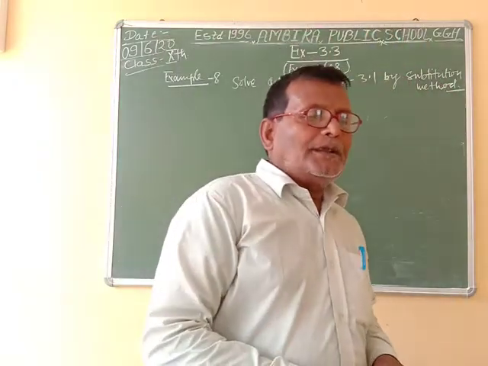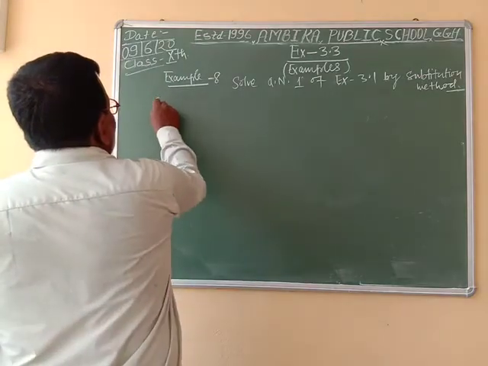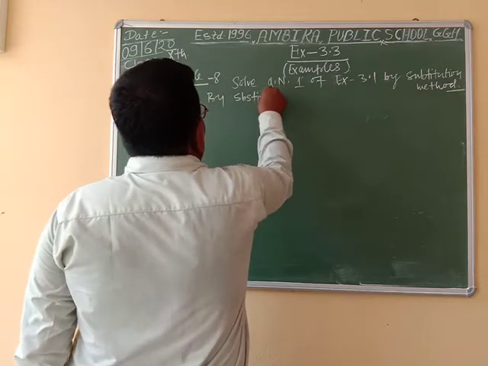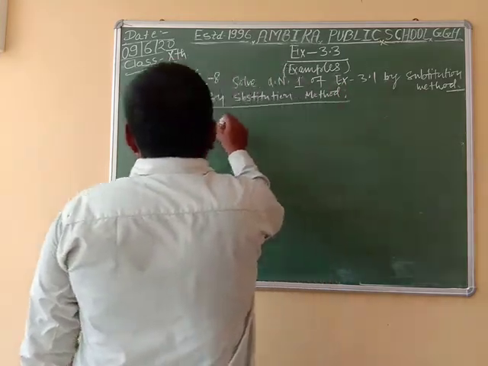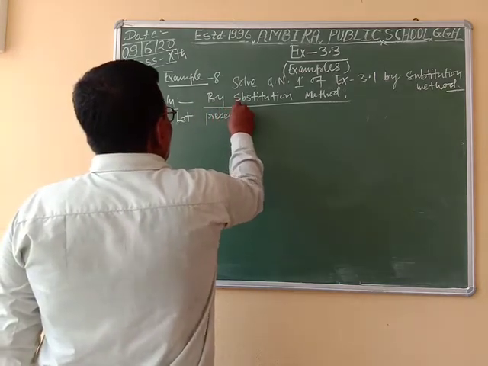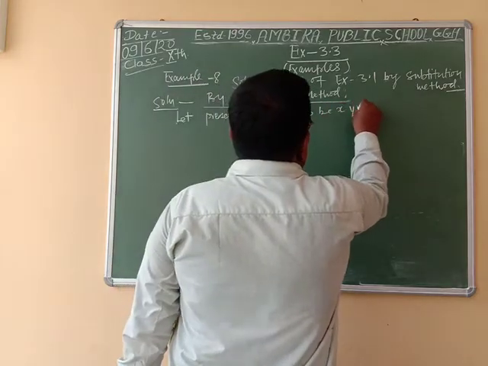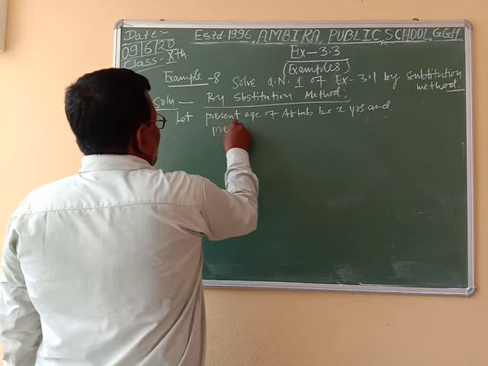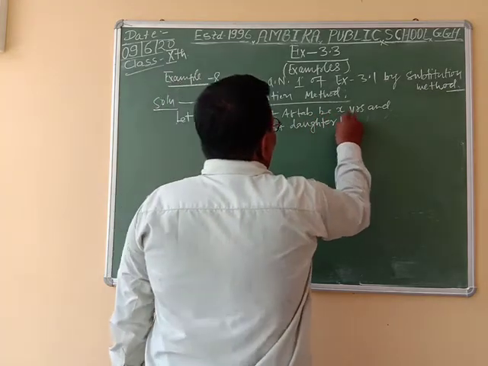Here, by substitution method, let us suppose that the present age of Aftab be x years and the present age of daughter be y years.